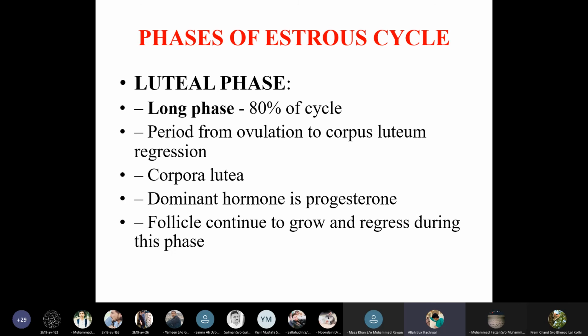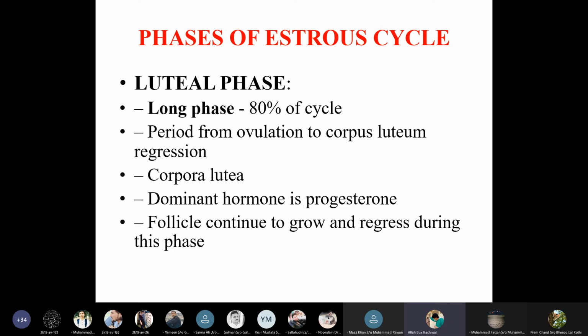The other phase of the estrous cycle is the luteal phase, which is 80% of the cycle. So the estrous cycle has two phases: one is the follicular phase and the other is the luteal phase. The luteal phase is the long phase, 80% of the cycle, and it is the period from ovulation to corpus luteum regression. In the corpus luteum, the dominant hormone is progesterone. When the corpus luteum persists on the ovary, it produces progesterone, so the progesterone concentration is higher when the corpus luteum persists on the ovary.